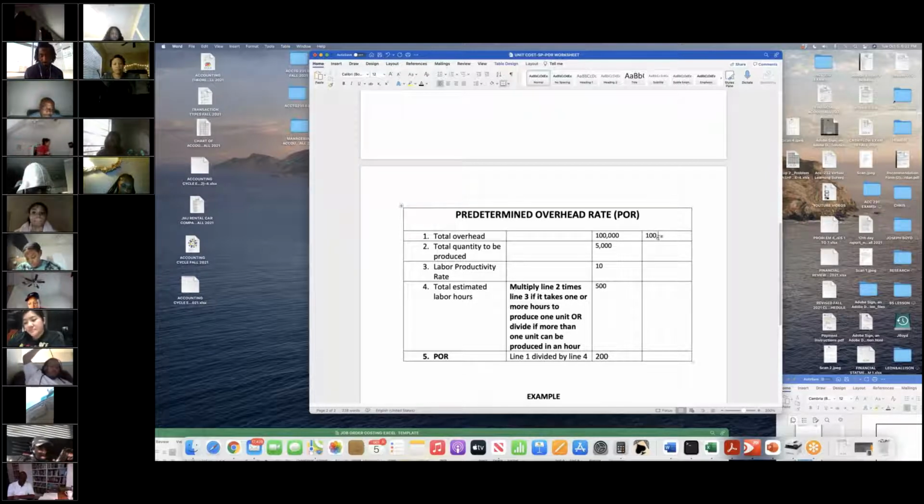Total overhead is what? Go ahead, Mendez. It's 100,000. Quantity is 5,000. And the productivity rate is now 5 per hour. So you divide that 5,000 by 5 and you get 1,000 estimated labor hours. You're going to have to work 1,000 labor hours. And then you divide the overhead by those 1,000 labor hours and you get 100 for the POR. So what she's saying, we take the 100,000 divided by 1,000, we get 100.